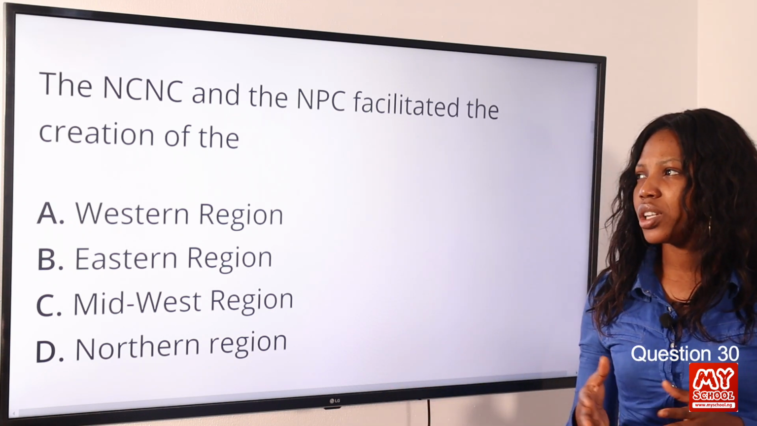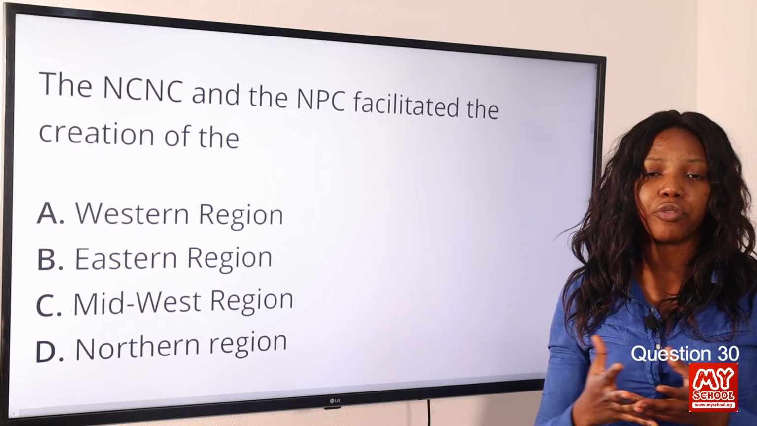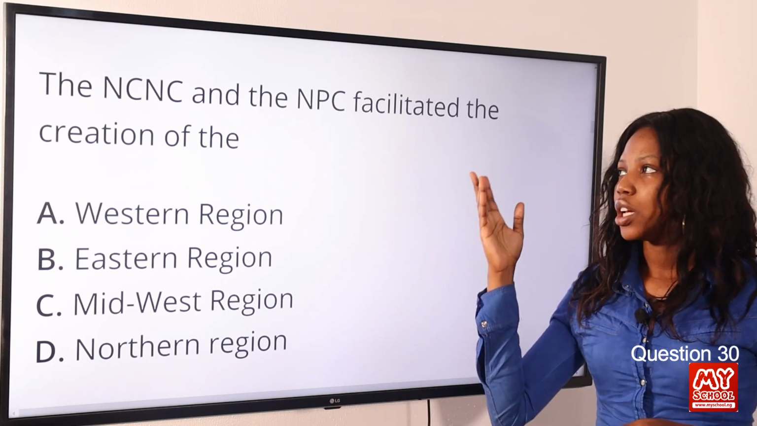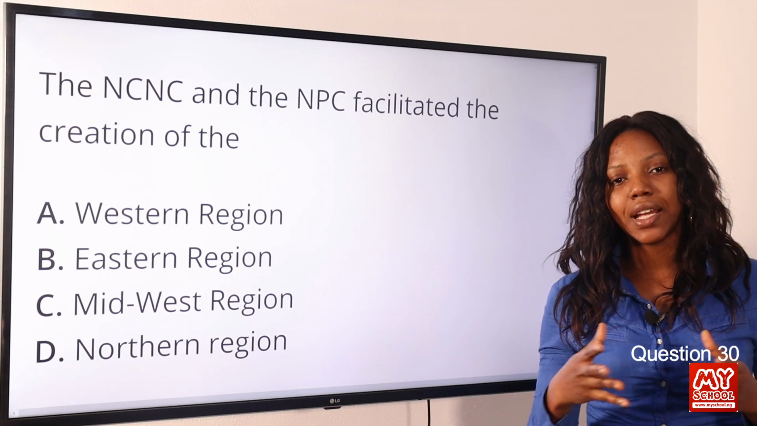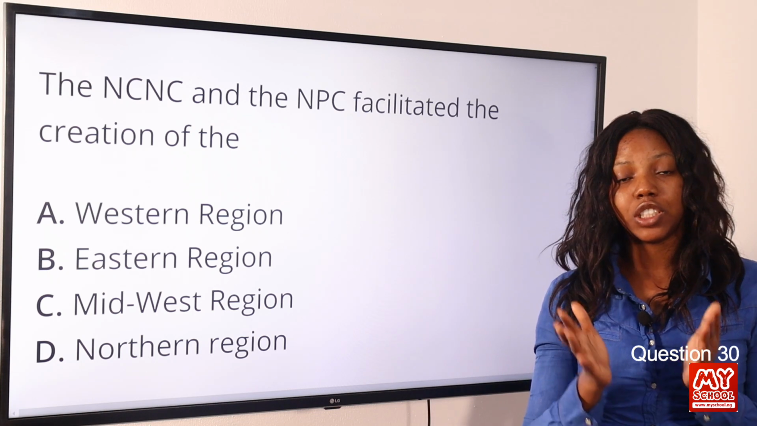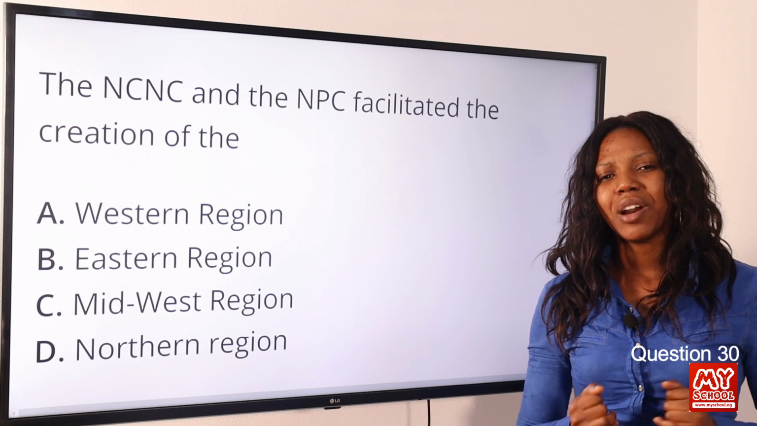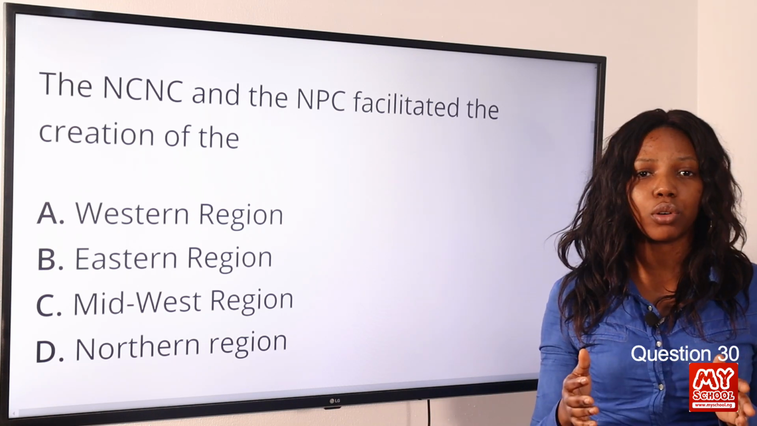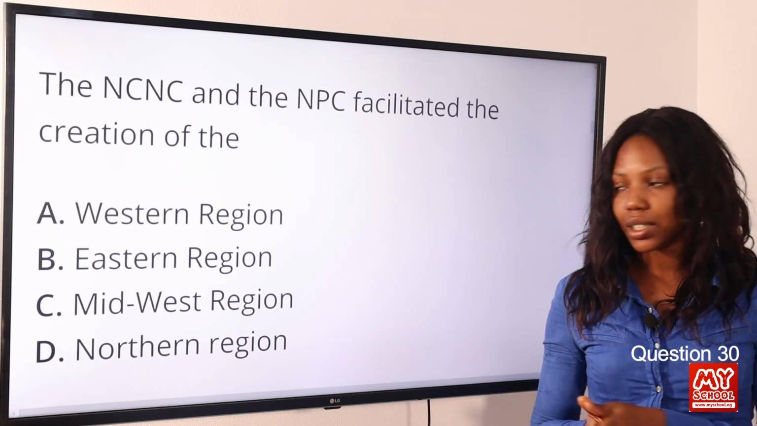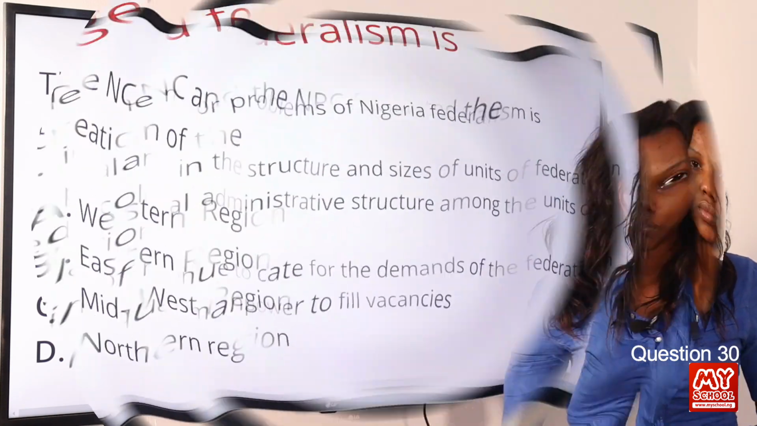Okay, so the coalition government formed by NCNC and NPC, that is the union government formed by these two political parties, National Council of Nigeria and the Cameroons and Northern People's Congress, led to the birth of the Midwest region, which was a region or a division in Nigeria from 1963 to 1991. But by 1976, it was called Bendel State. It is what we presently know as Delta and Edo States. So the answer to this question is option C, Midwest region.